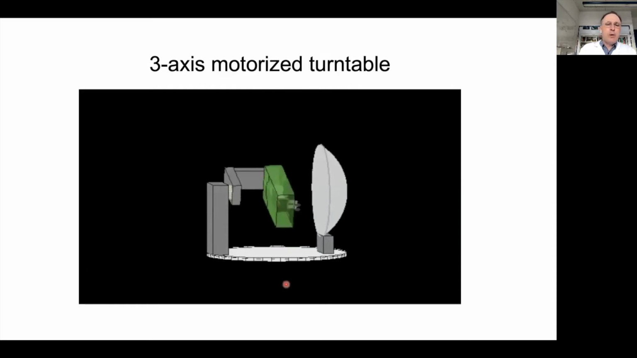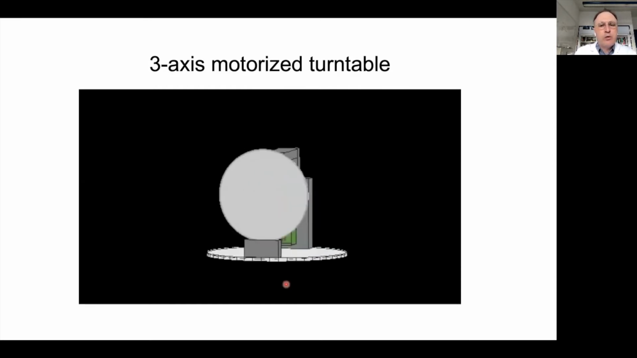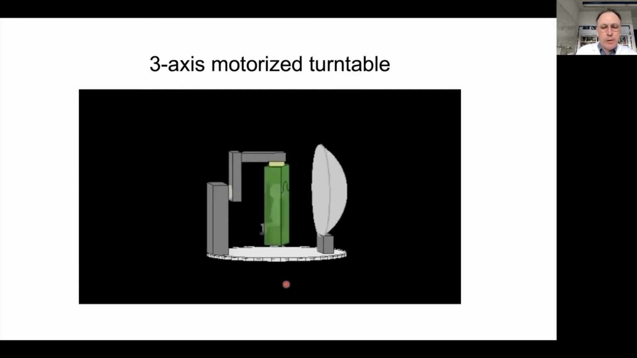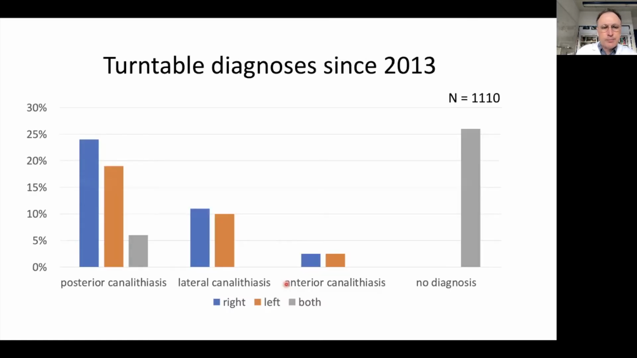So over the years, we had a lot of experience with using this turntable, which can be rotated about 3 axes. And since 2013, we did diagnostics. We also found that right-sided posterior canalithiasis is a little bit more common than left-sided canalithiasis or bilateral canalithiasis. We also diagnosed lateral canalithiasis and anterior canalithiasis.